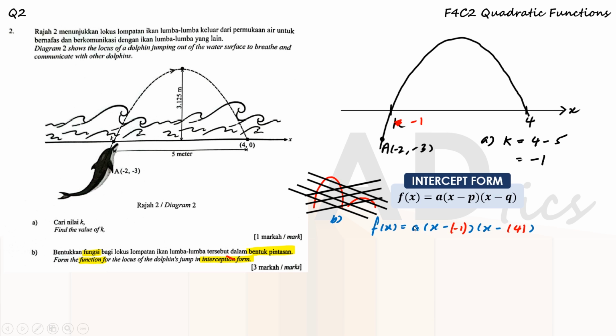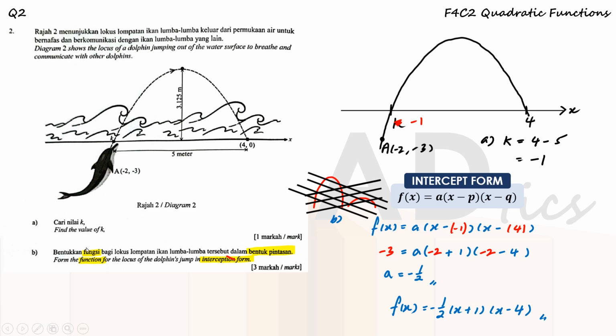Okay, so to find the value of a first, we can use the coordinates of the dolphin, which is -2 and -3, and we sub it here. So this f of x, which is y, we can sub it with -3, and x we sub with -2 to find the value of a, which is -1/2. Right? So now we can sub this value of a inside, and the roots here, which is -1 and 4. So make sure here you note that this is negative. Okay? So this would be our answer.